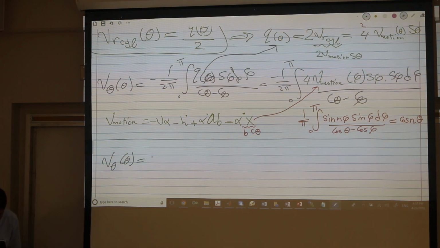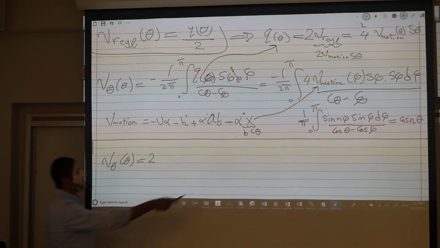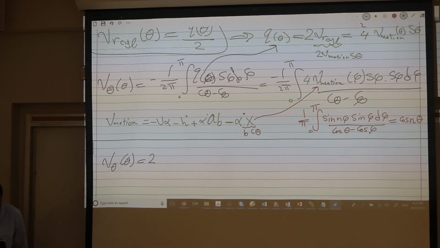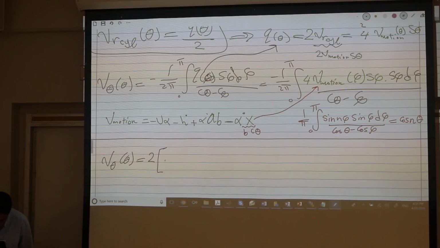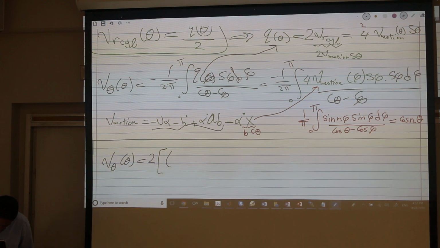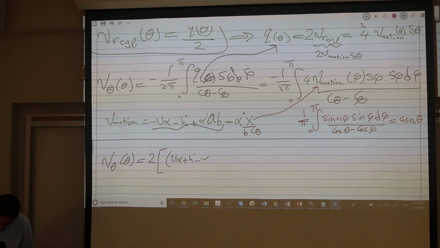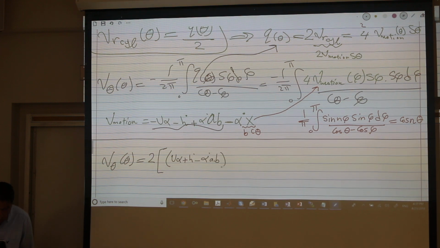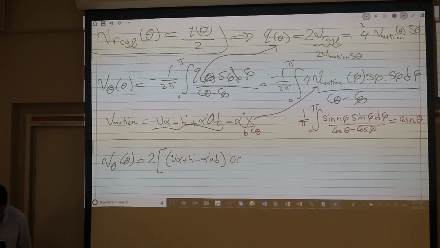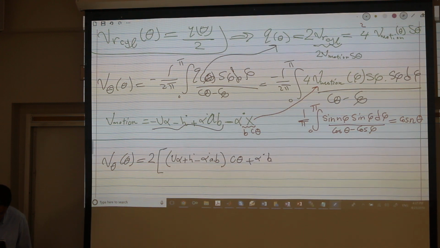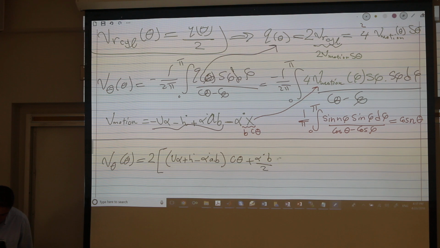I guess it's 2, and you can see the 2 from where, 4 and 2 here. The pi goes away with the integral. We have this guy, so u alpha plus h dot minus alpha dot AB cosine theta plus alpha dot b over 2 cosine 2 theta.